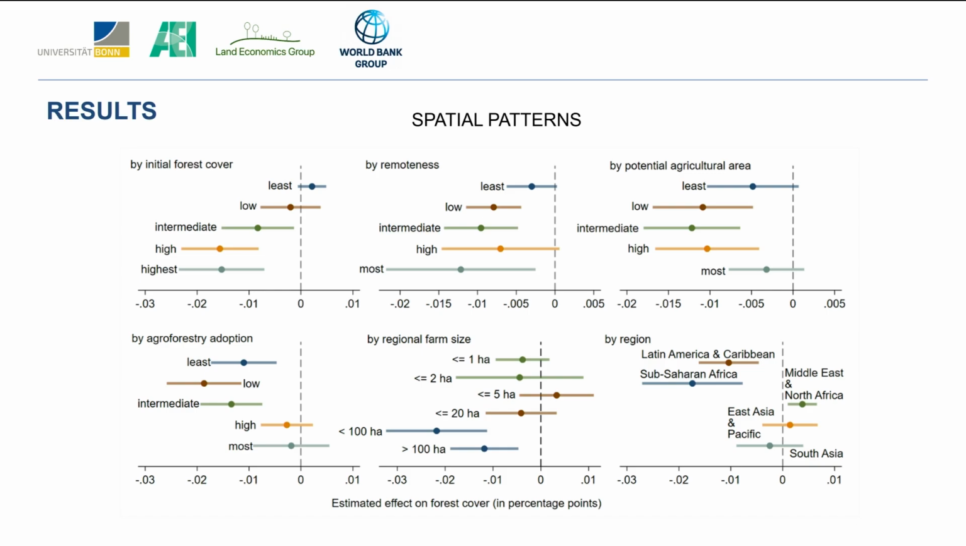Again, this is really the frontier region of the Congo, Indonesia, Brazil, and so on. We find an inverted U-shape for the potential agricultural area. So the places with the least potential agricultural area and the most, they don't have this effect. We have it in the middle. And I think that's a balance between incentive to expand cropland and ability.